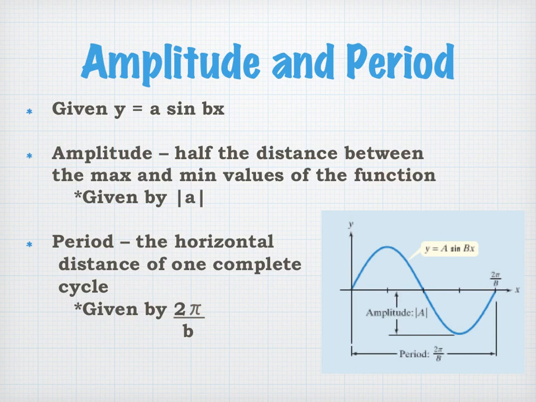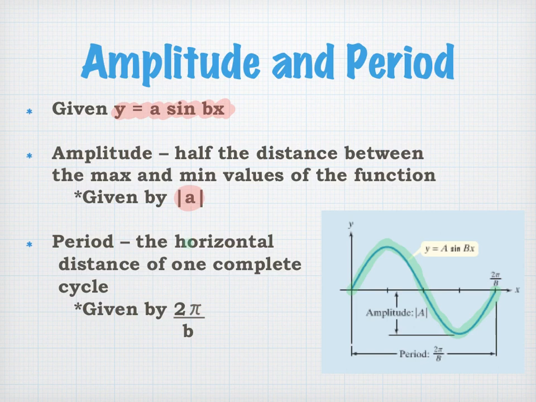The amplitude is how high and how low your graph's going to go. So if I start with my standard equation being y equals a times the sine of bx, then the amplitude, which is half the distance between the max and min values of the function, is given by the absolute value of a. So this tells you from 0 how high up your curve's going to go, and then back from 0 how low your curve's going to go, and that would be equidistant.